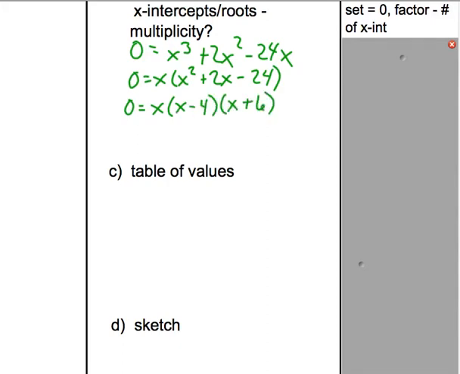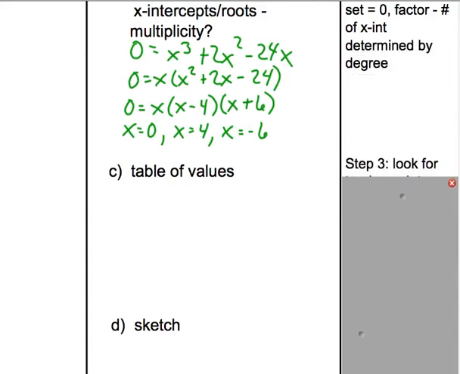Setting each piece equal to 0, we have 3 zeros for this function: x equals 0, x equals 4, and x equals negative 6. None of them are repeated, so the multiplicity of each 0 is 1, which means when we sketch our graph, it will cross the x-axis at each of these zeros, as opposed to the 0 being a turning point. Remember, if the multiplicity is even, the 0 is a turning point for the function.